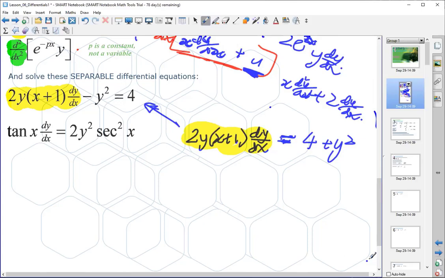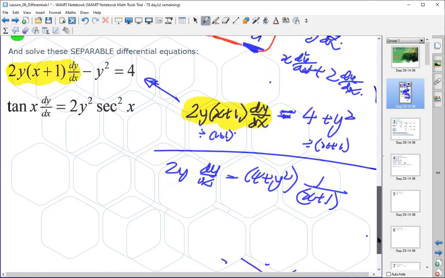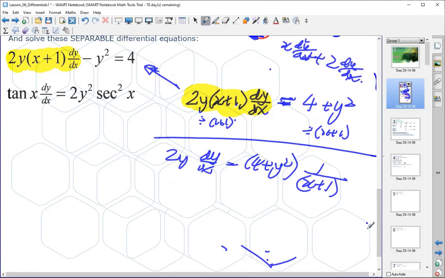Tashane. Divide by x plus 1. So that gives me 2y dy by dx equals 4 plus y squared. Although you said divide by x plus 1, I'm still only going to write it at the end, because the y's and the x's don't love each other anymore when we're separating the variables. They're separated.